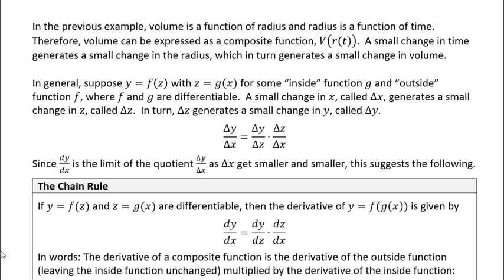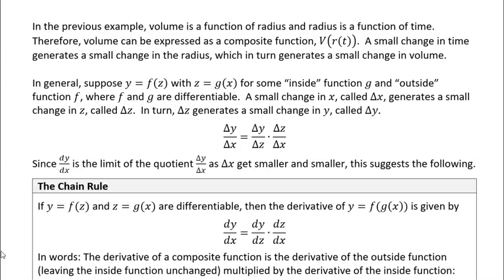Now we saw that in order to get the rate of change of volume over time, we could multiply the rate of change of the volume with respect to radius times the rate of change of the radius with respect to time. And so now we're going to generalize that, and this is going to become the chain rule, okay? So if you have two functions, y equals f of z and z equals g of x, for some inside function g and the outside function is f. And we're going to assume they're both differentiable.